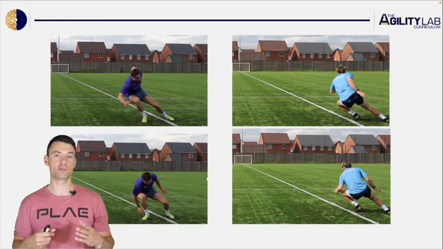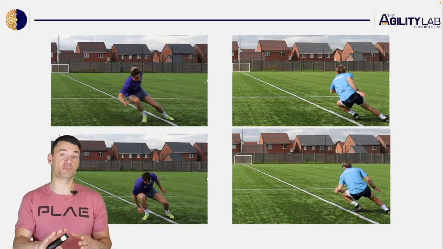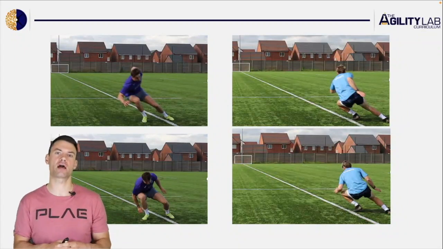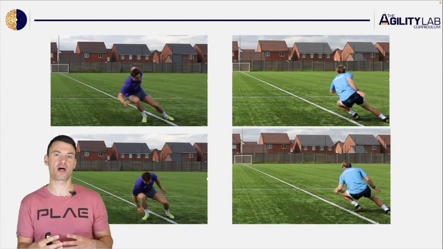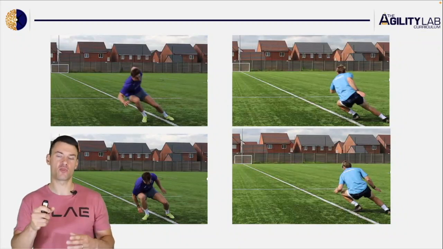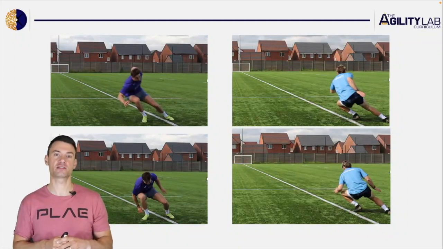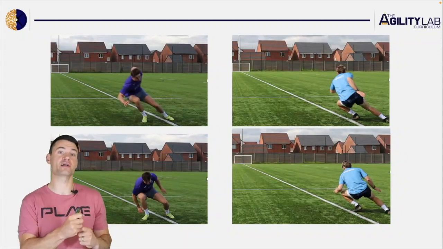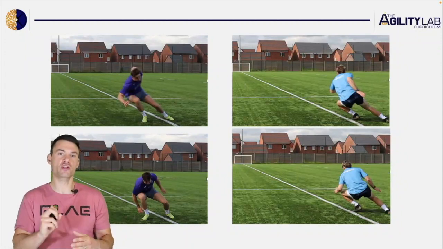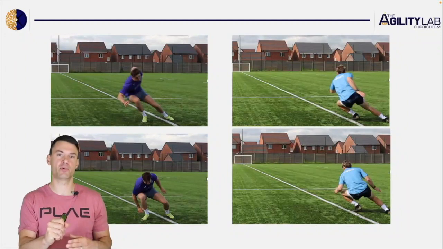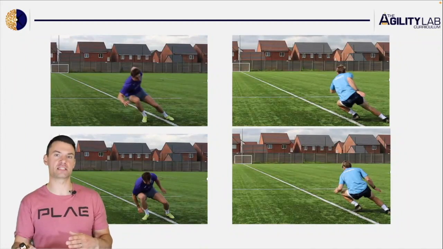So if we just zoom in on these last couple of strides, we have got the end of the penultimate step when the plant step is just beginning to make contact, like an initial contact of the final foot. And then we've also got the next frame, which is more that full absorption, full weight acceptance of that final plant step. So the next frame on the last picture for both of these athletes, they are beginning to re-accelerate.